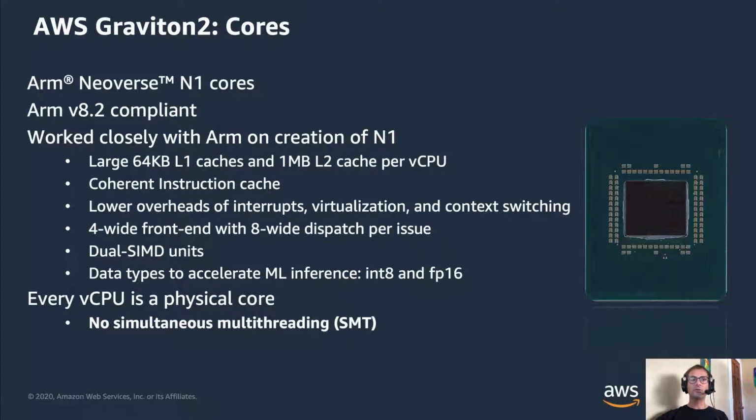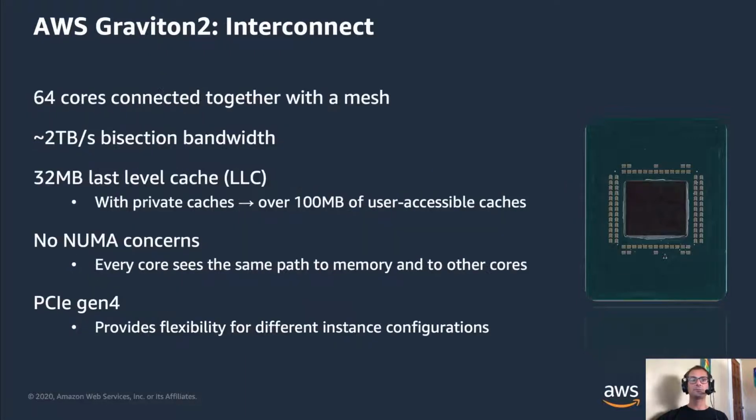One important difference between the Graviton2-based instances and our other Intel or AMD-based instances is that on the Graviton2-based instances, every vCPU is a physical core. We don't do multi-threading on the Graviton2 processor, which protects us from a couple of specific cache-related attacks, and also helps that processor scale very well at high vCPU counts.